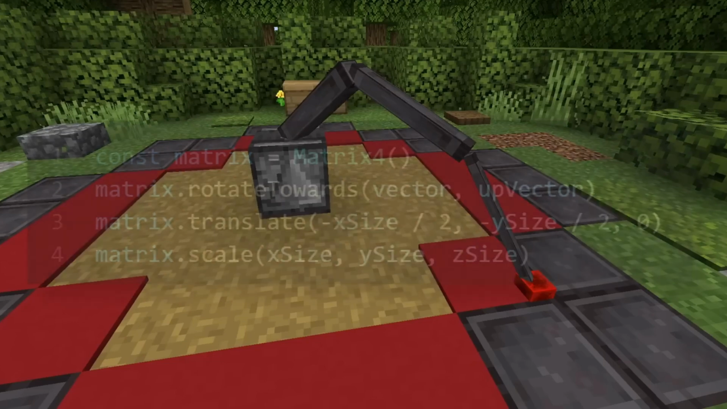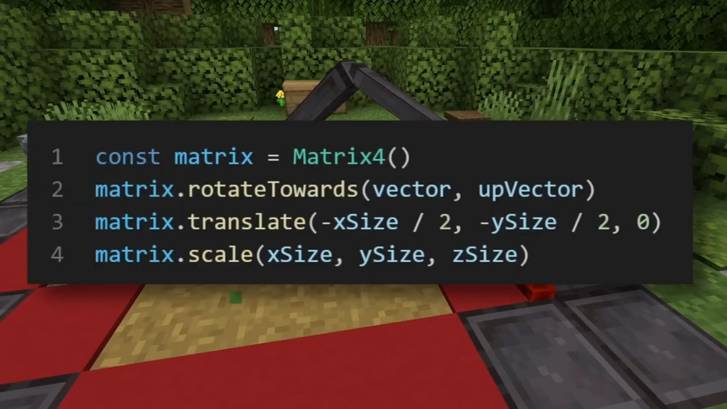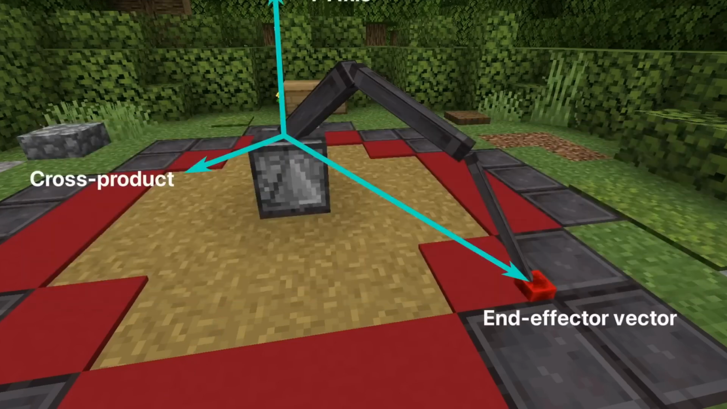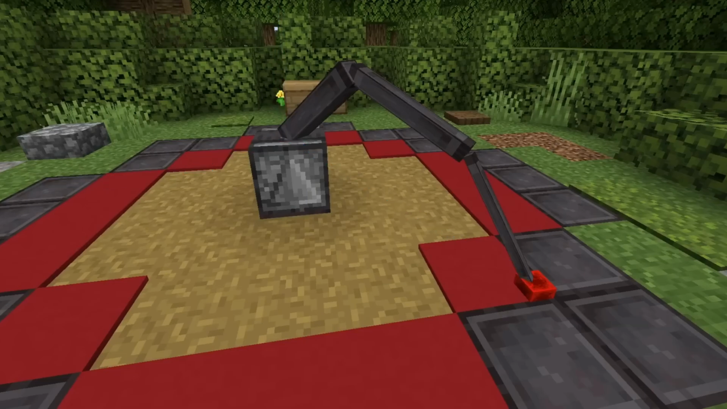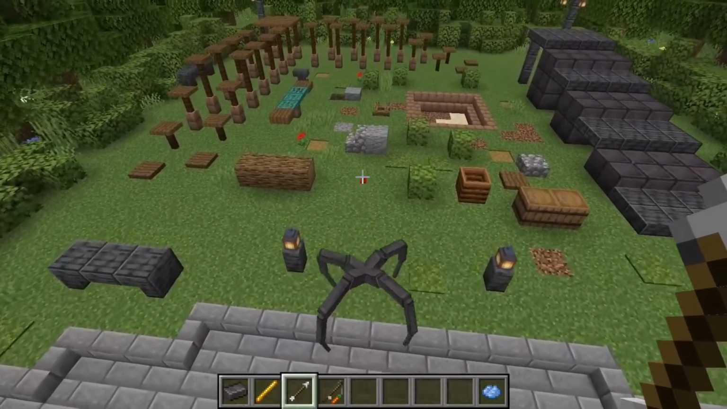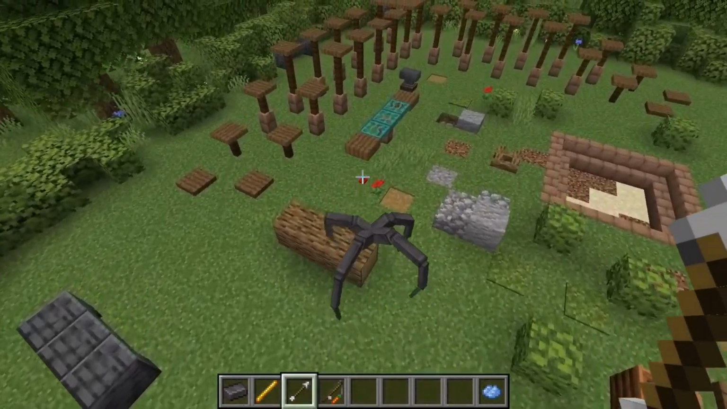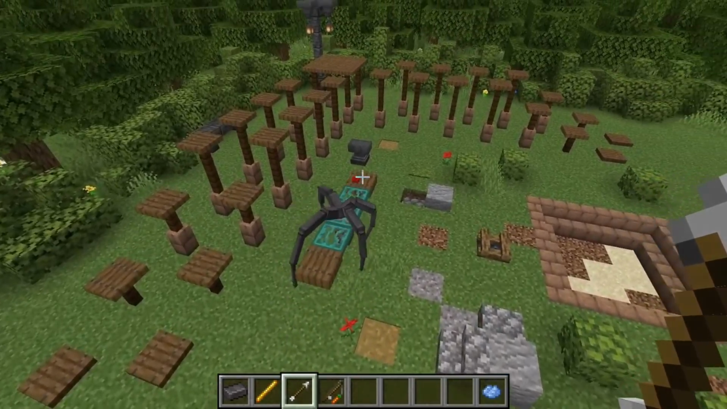Thankfully, the block display entities allow us to specify a custom transformation matrix. This means we can rotate them using a matrix with an arbitrary up vector instead of the usual rotation component. I used the cross product between the y-axis and the end effector, since that always faces the same direction. Here are some variations I was able to create by changing a few parameters.